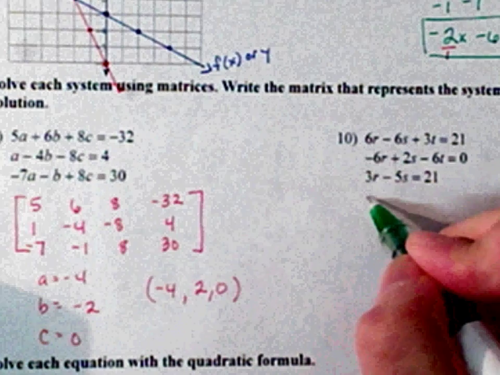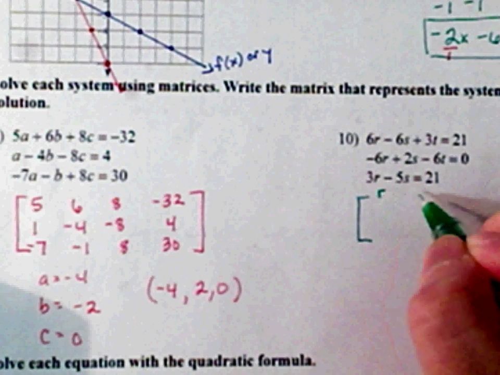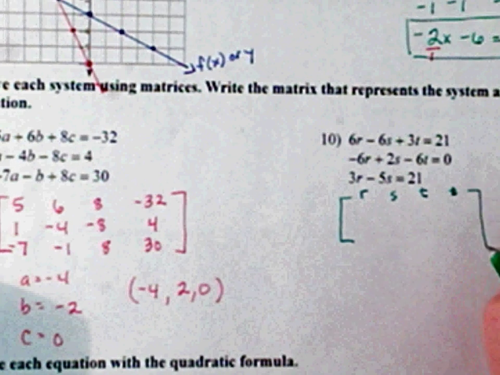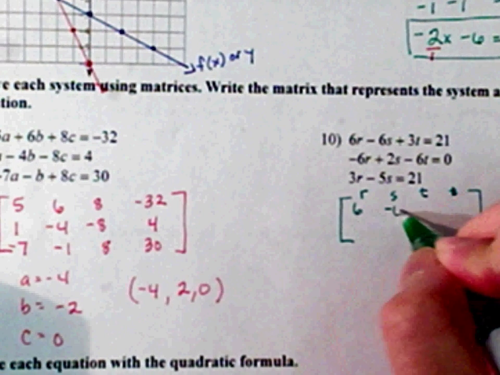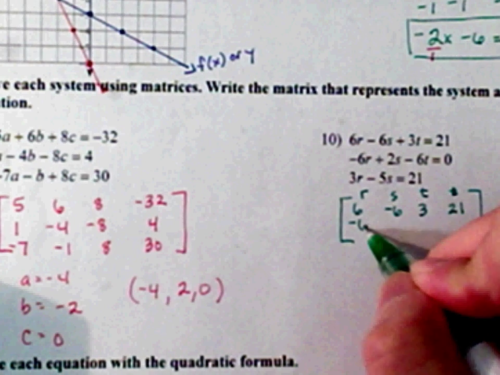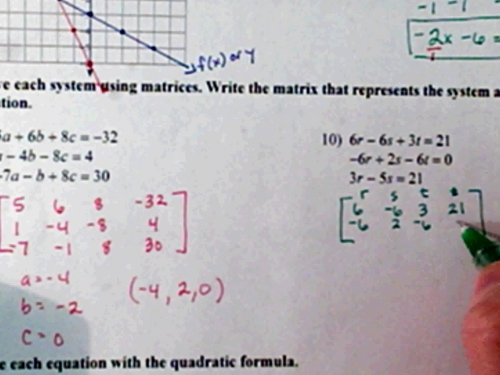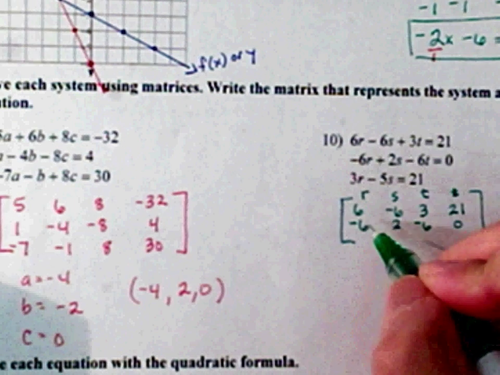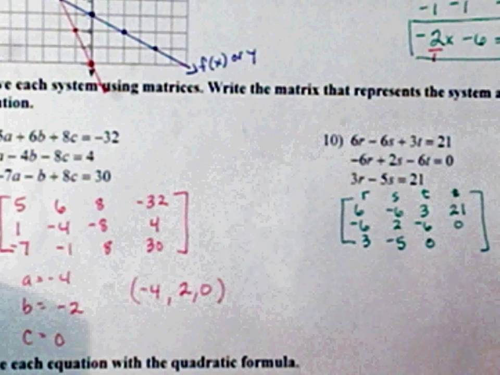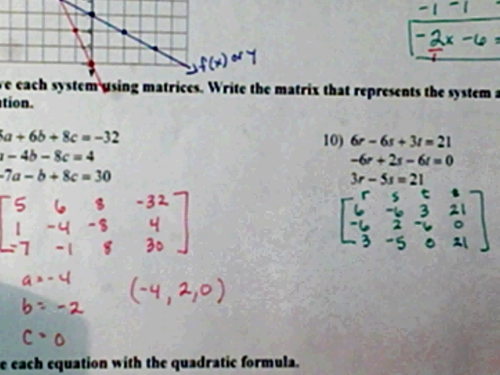Write your matrix. This is my R, S, T, and then here's my number. Okay? 6, negative 6, 3, 21. Second row, negative 6, 2, negative 6, 0. Third, 3R, negative 5S, no T, so I put 0 in that place, and there's your 21.